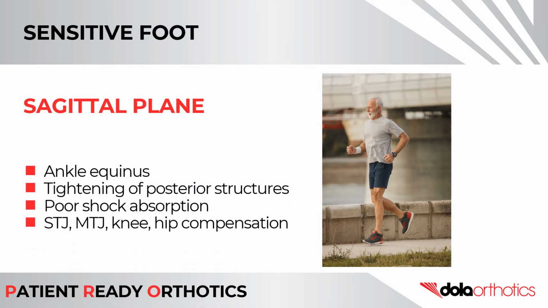Sagittal plane issues of the ankle are also common, including a reduced ankle range of motion or ankle equinus due to a tightening of the posterior structures. This can lead to poor shock absorption and subtalar joint, mid-tarsal joint, knee, or hip compensations. This can be linked to the conditions including fibromyalgia, neuropathy, or an apropulsive gait pattern.